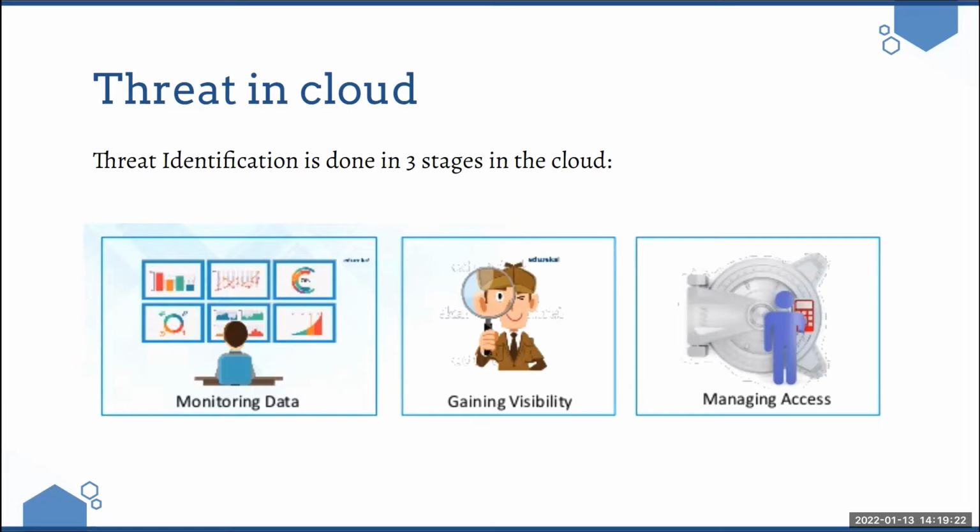Next is gaining visibility. In this phase, the person should identify who caused the problem and what caused the problem. So the experts will start looking into it once the alarm is triggered. And next is managing access. In this phase, it will give you a list of users who have access, and then wipe out the attacker from the system.